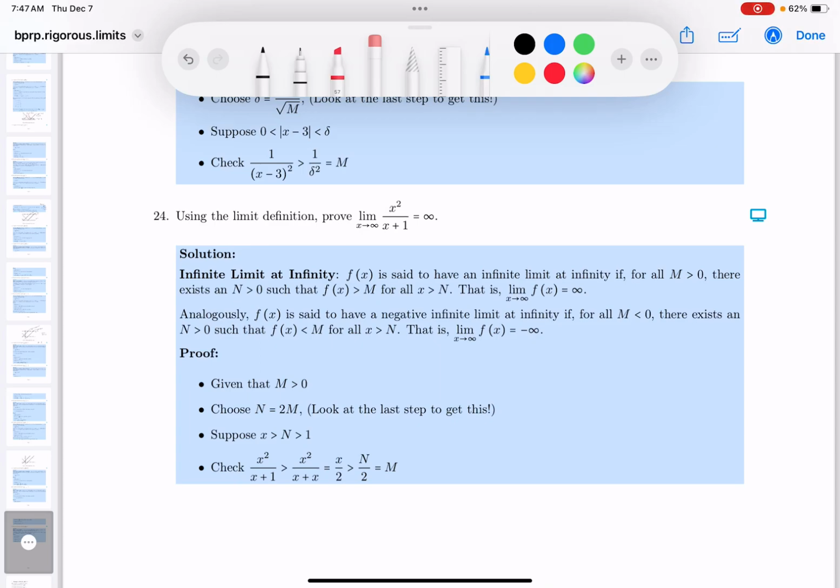Okay, we're on number 24. It's the last problem in the problem set. And again, these problems, I saw a very long video from Black Pen, Red Pen, who did all 24 limits in one YouTube video, by the way.